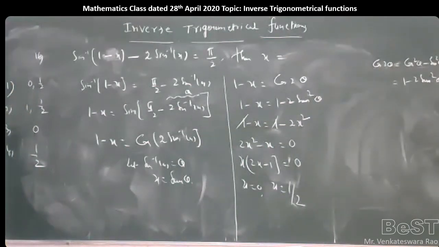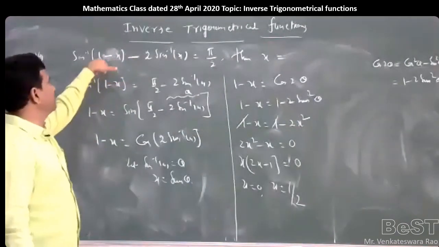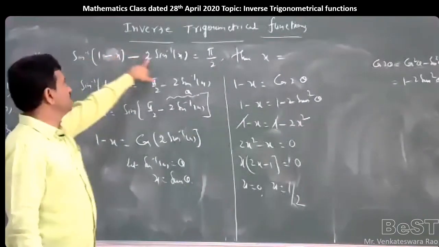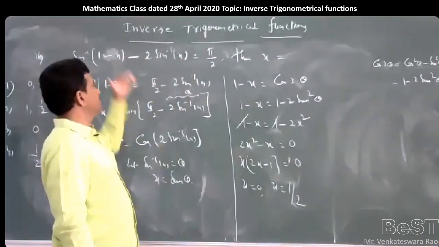Now check x is equal to 0. You take the left hand side, x is equal to 0: sin inverse of 1 value, pi by 2, minus 2 sin inverse of 0. So 0 is satisfying this equation.